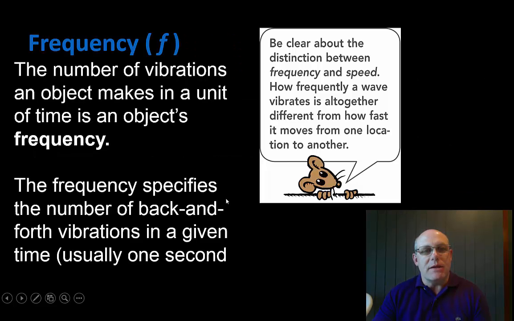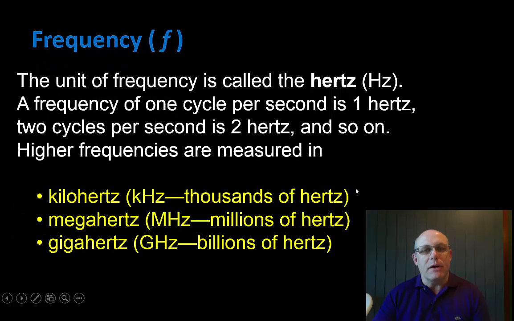Now, frequency is the vibrations that are caused by the wave itself. It's the number of vibrations that you get in a unit of time. Generally we'd say frequency is the number of back and forth vibrations that you get every second. Frequency is measured in Hertz. So 1 cycle per second is 1 Hertz, 2 cycles per second is 2 Hertz. We measure Hertz in kilohertz, megahertz and gigahertz. A kilo is 1,000, mega is 1,000,000 and giga is 1,000,000,000 hertz.